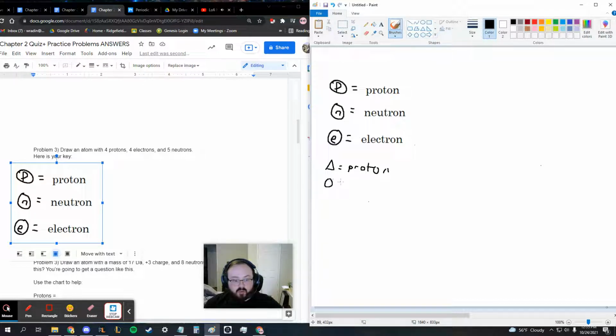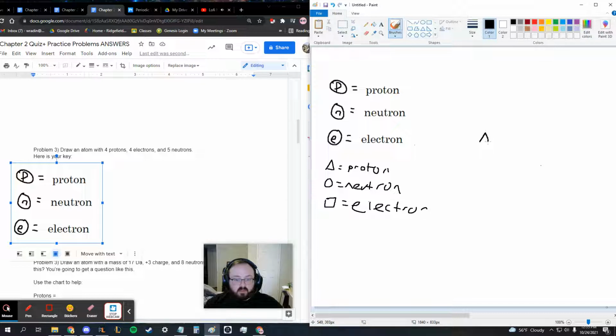You could do a circle for a neutron, and you could use a square for an electron. As long as I know what each one of the three is, I don't really care. Okay? So 4 protons, 4 electrons, 5 neutrons.